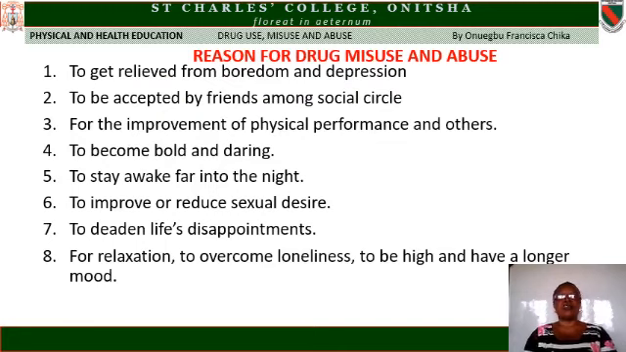The reasons for drug misuse and abuse. People have their reasons for indulging in these drugs. Number one is to get relief from burden and depression. Some people may be disturbed in one way or the other. They decide, especially men, those fond of taking cigarettes, they decide to take cigarettes or beer or anything they like. That is one of the reasons for taking those drugs.